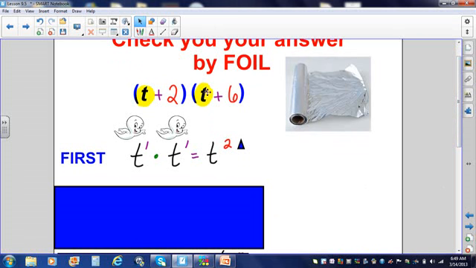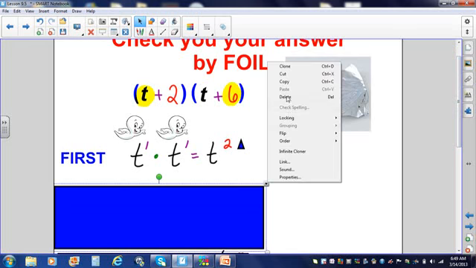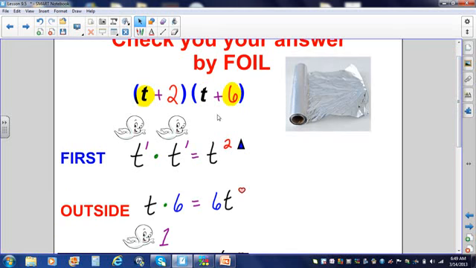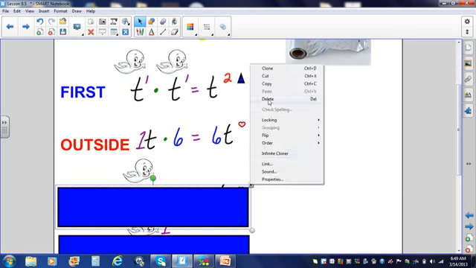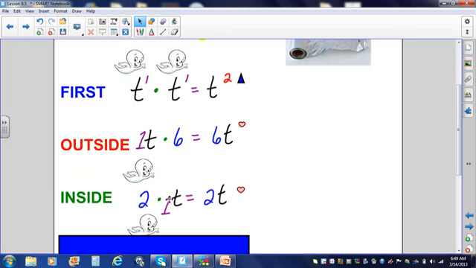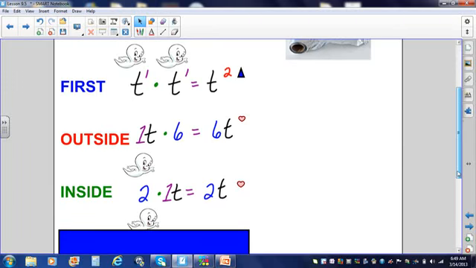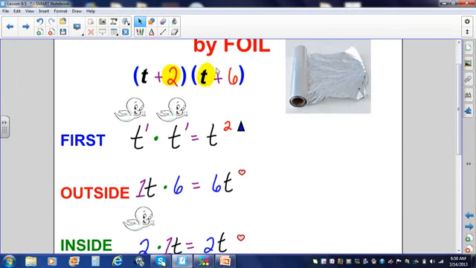Now I'm going to do the outside. t times 6. Casper helps us out once again. 1 times 6 gives us 6, so that gives us 6t. Now I'm going to do the inside. Casper helps us out once again. 2 times 1t gives us 2t.